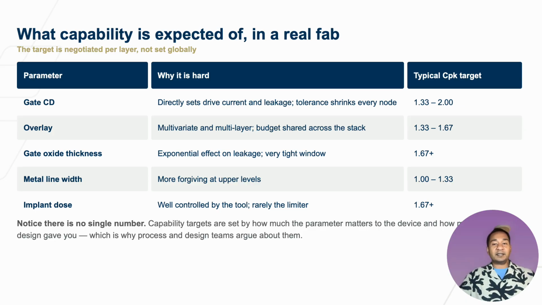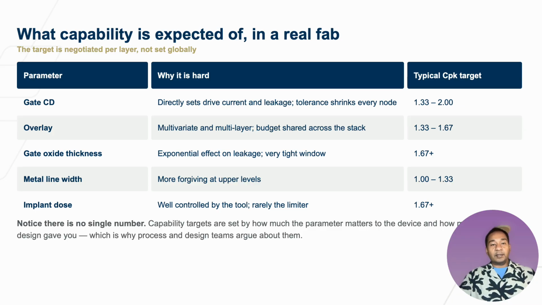Overlay: similar targets, harder than it looks, because overlay is multivariate: translation, rotation, magnification, and higher order terms, and the budget is shared across the whole stack. Gate oxide thickness: 1.67 or better. The leakage dependence is exponential, so the window is generally tiny. Metal line width at upper levels: 1 to 1.33 is often fine, more forgiving geometry.